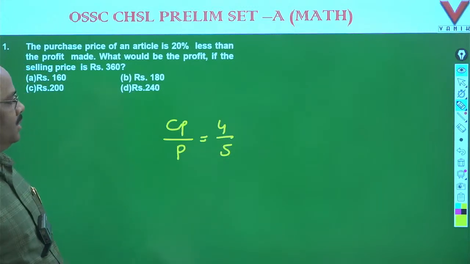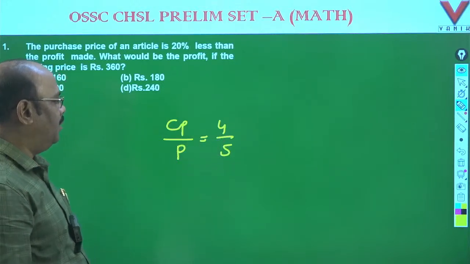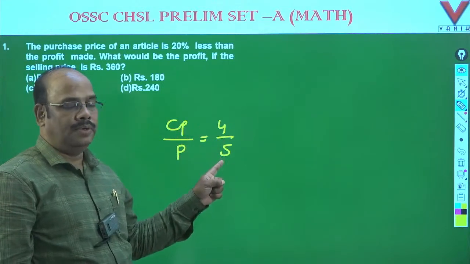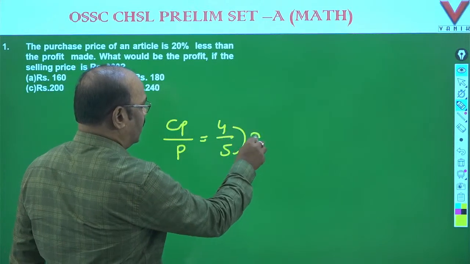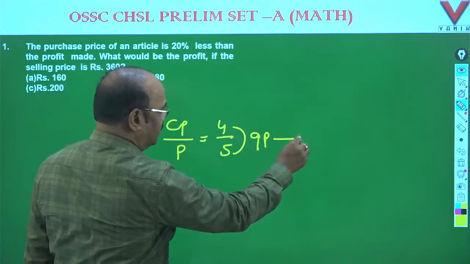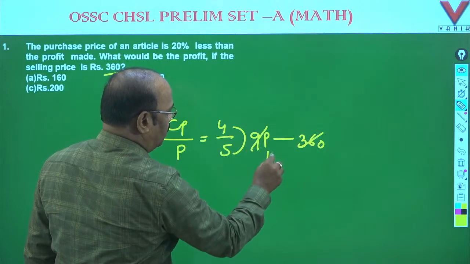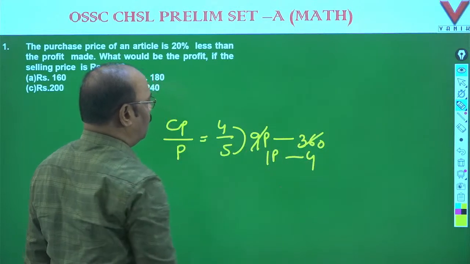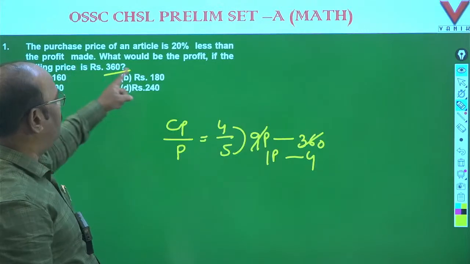20% less means 80%. That means if cost price is 4 parts, then profit is 1 part. We know cost price plus profit becomes the selling price. So that is 9 parts. If 9 parts equal 360, then 1 part value is 40. The question is, if the selling price is 360, then what is the profit?